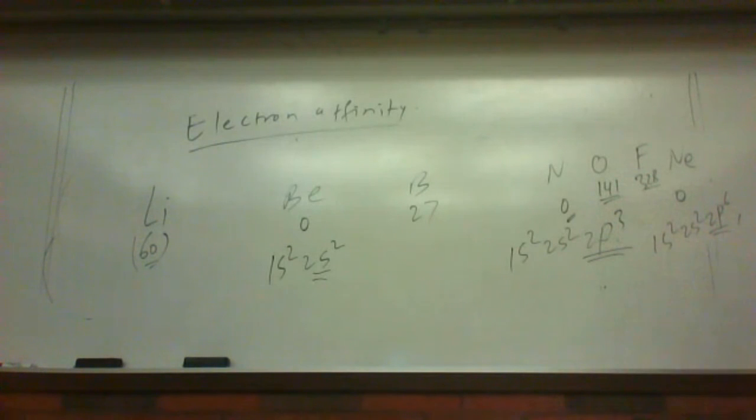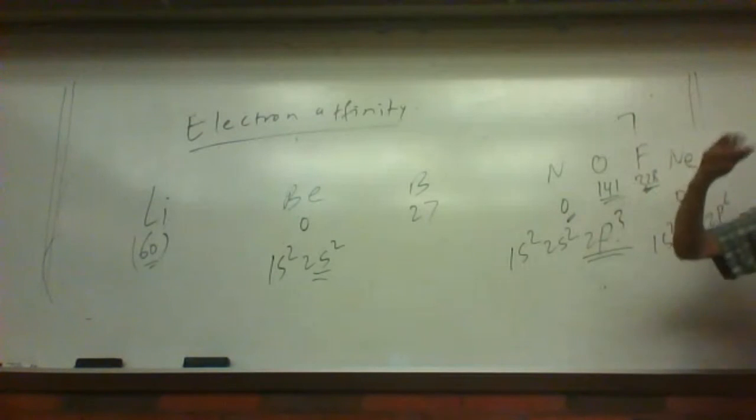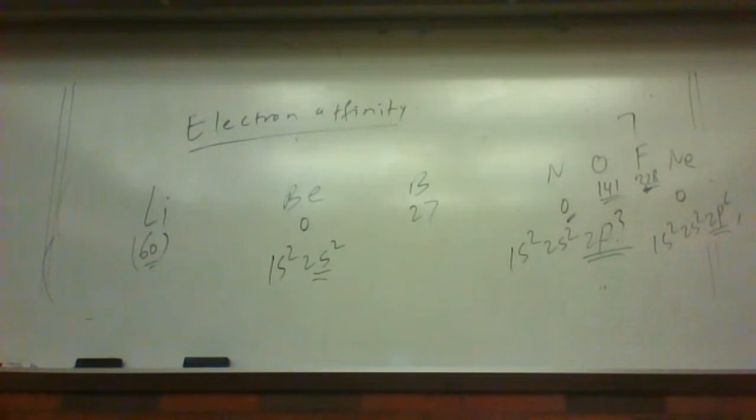Because in the outermost orbit, oxygen has 6 electrons, right? So they are trying to get 2 more electrons so that they become full. Make sense? So they have pretty good electron affinity. How about the fluorine? This is in the 7th group, so the outermost orbit of fluorine has 7 electrons. So it is kind of electron hungry. It is trying to find 1 electron from outside so that it becomes stable.